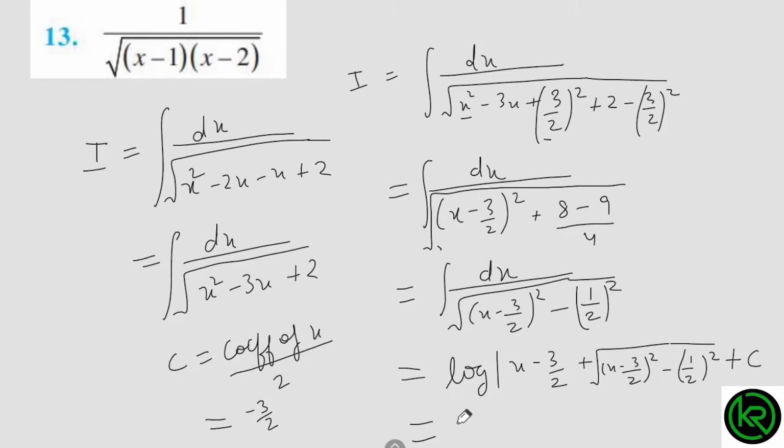log x minus 3 by 2. After solving these, students, we will get log x minus 3 by 2 plus under root x square minus 3x plus 2 mod close plus c. This is our final answer.